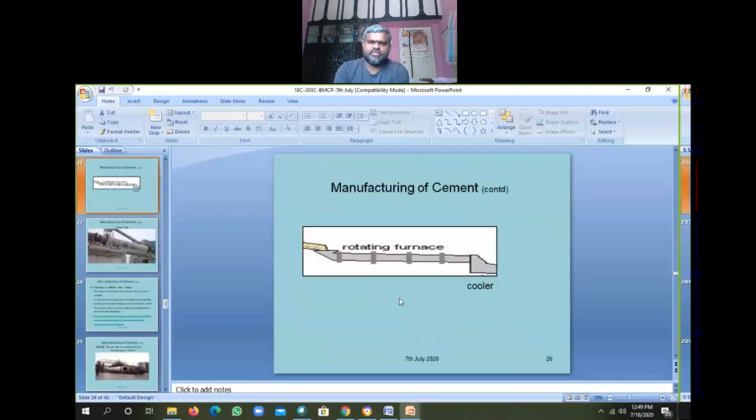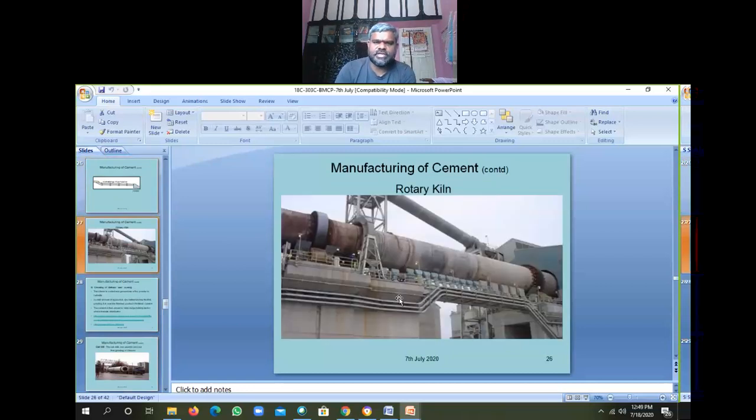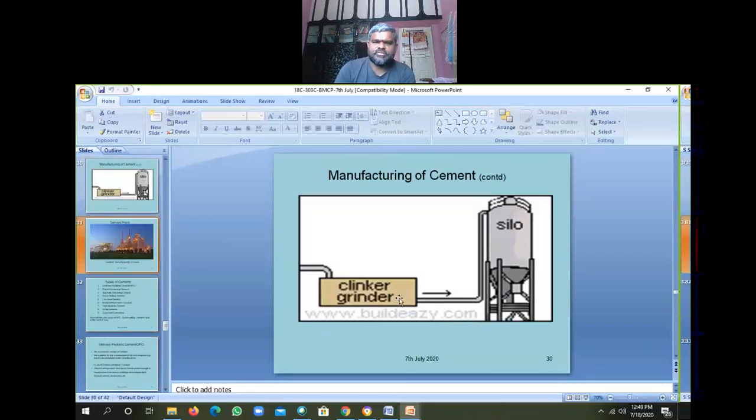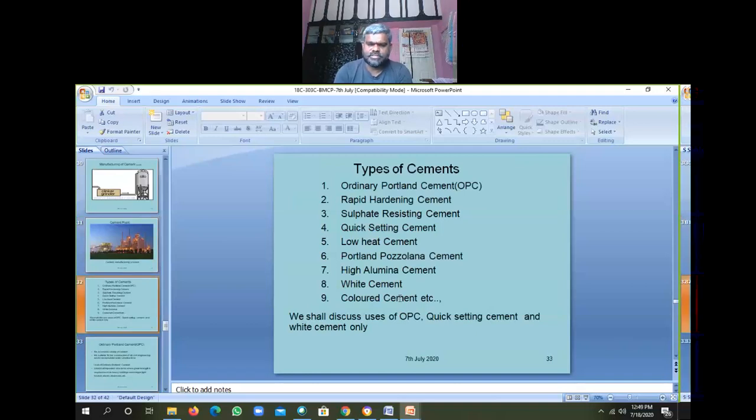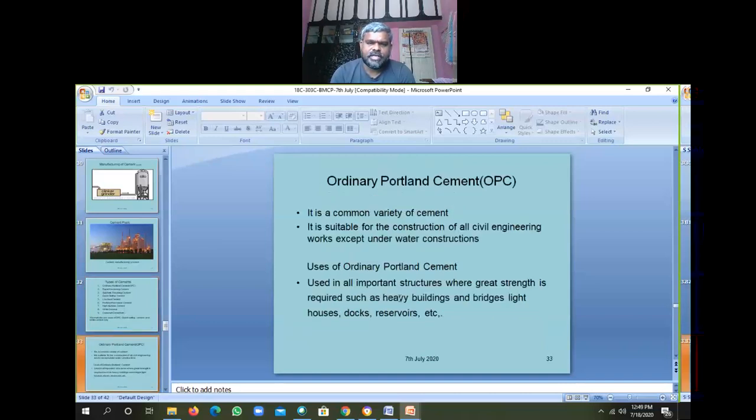Then the different processes also we have seen. Then we went into types of cements. Cements are classified into around 9 or 10 types: ordinary Portland cement, rapid hardening cement, sulfate resisting cement, quick setting cement, low heat cement, pozzolana cement, that is Portland pozzolana cement (PPC), high aluminium cement, white cement, and colored cement. These are the different types of cements.